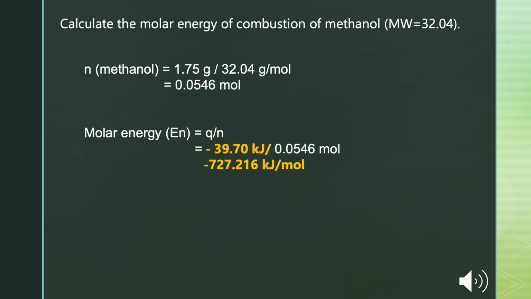Finally, calculate the molar energy. Number of moles of methanol equals 1.75 over 32.04 equals 0.0546 moles. Delta U of the reaction equals negative 39.70 kilojoules over 0.0546 moles equals negative 727 kilojoules per mole. The standard combustion value is negative for exothermic reactions.